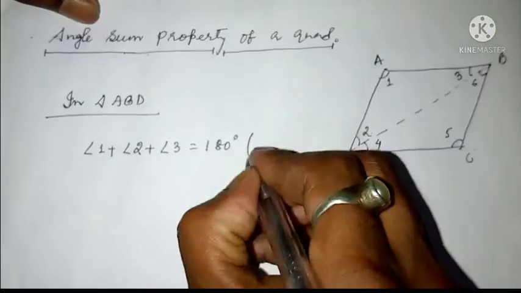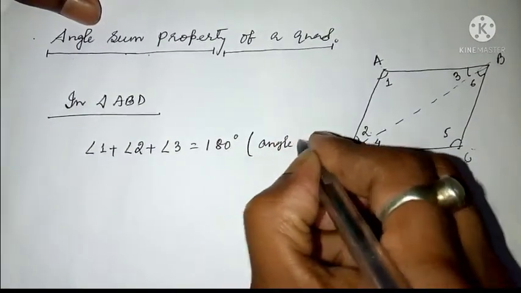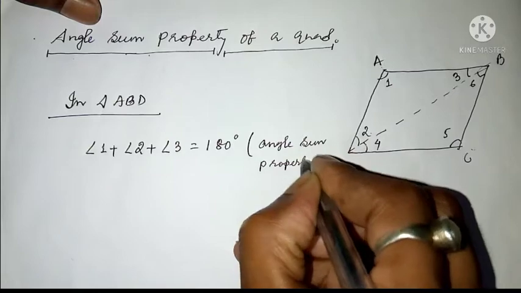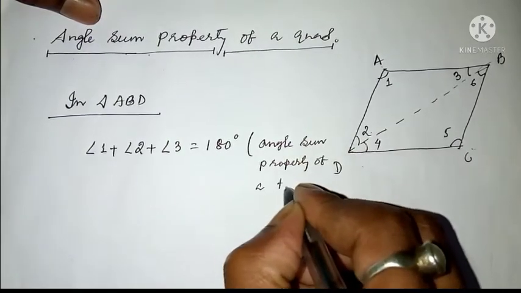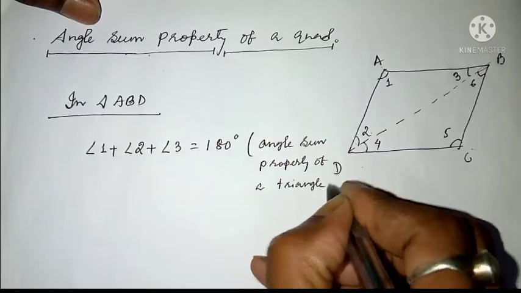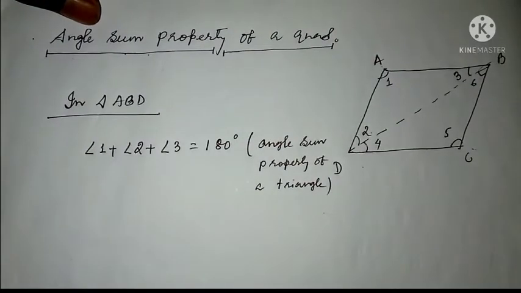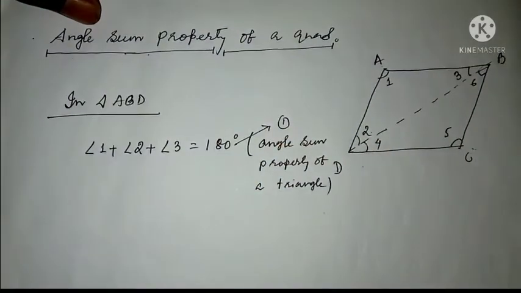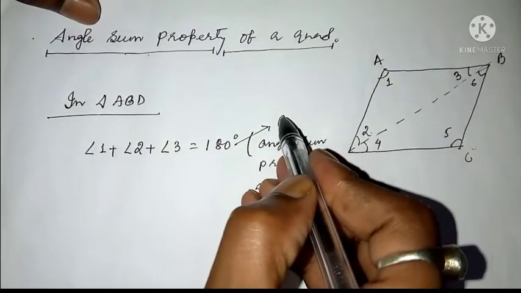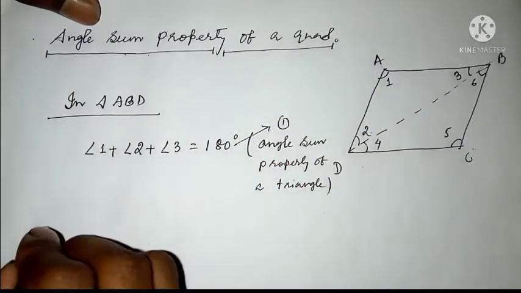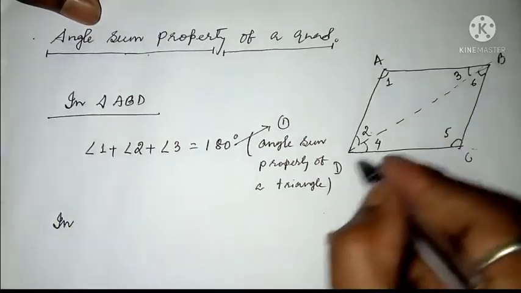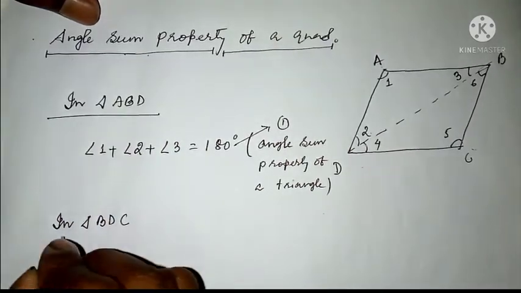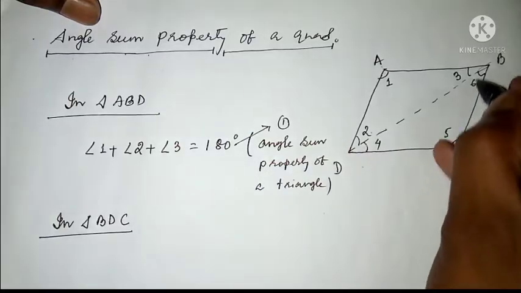You can write here angle sum property of a triangle. So we have applied the angle sum property of a triangle. I'm writing this as equation number 1. Clear? Because of the space, I'm writing it here. Then now we'll consider another triangle, triangle BDC. What are the angles? 4, 5 and 6.